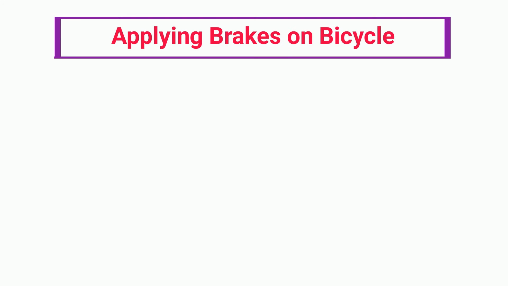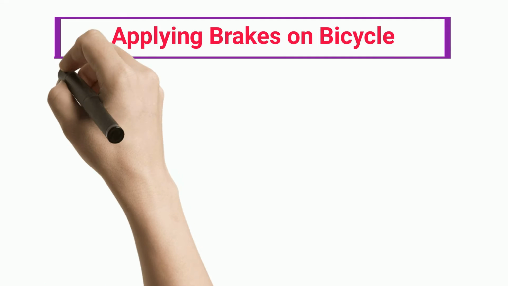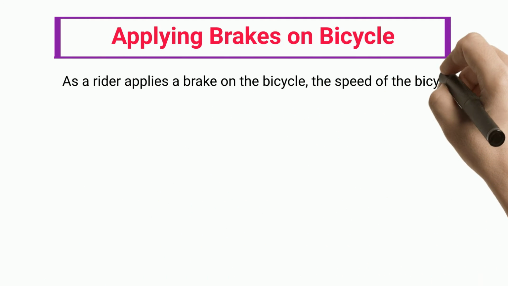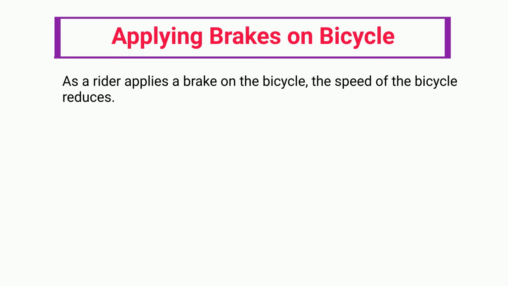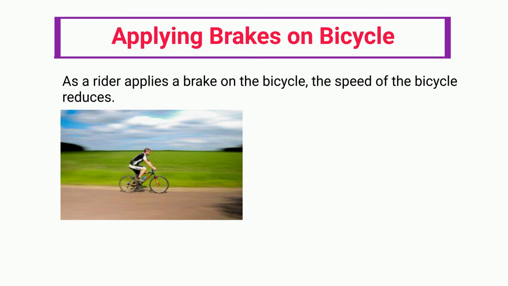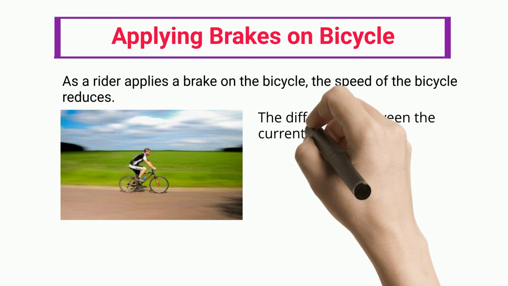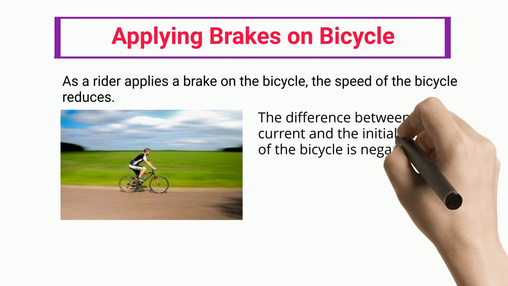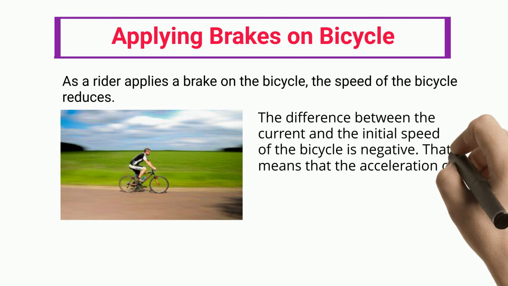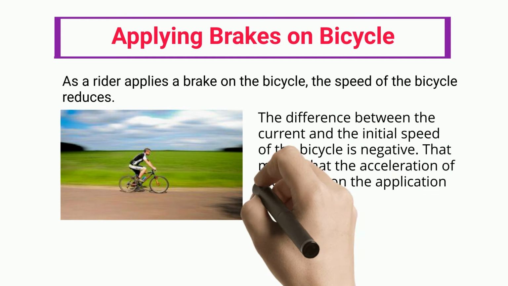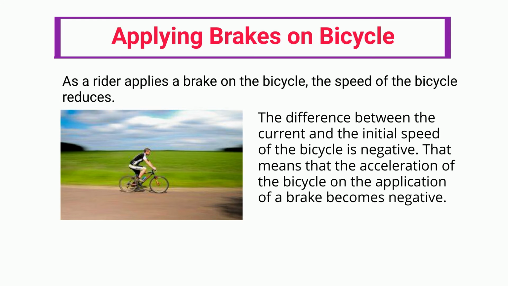Applying brakes on bicycle. As a rider applies a brake on the bicycle, the speed of the bicycle reduces. The difference between the current and the initial speed of the bicycle is negative. That means that the acceleration of the bicycle on the application of a brake becomes negative.